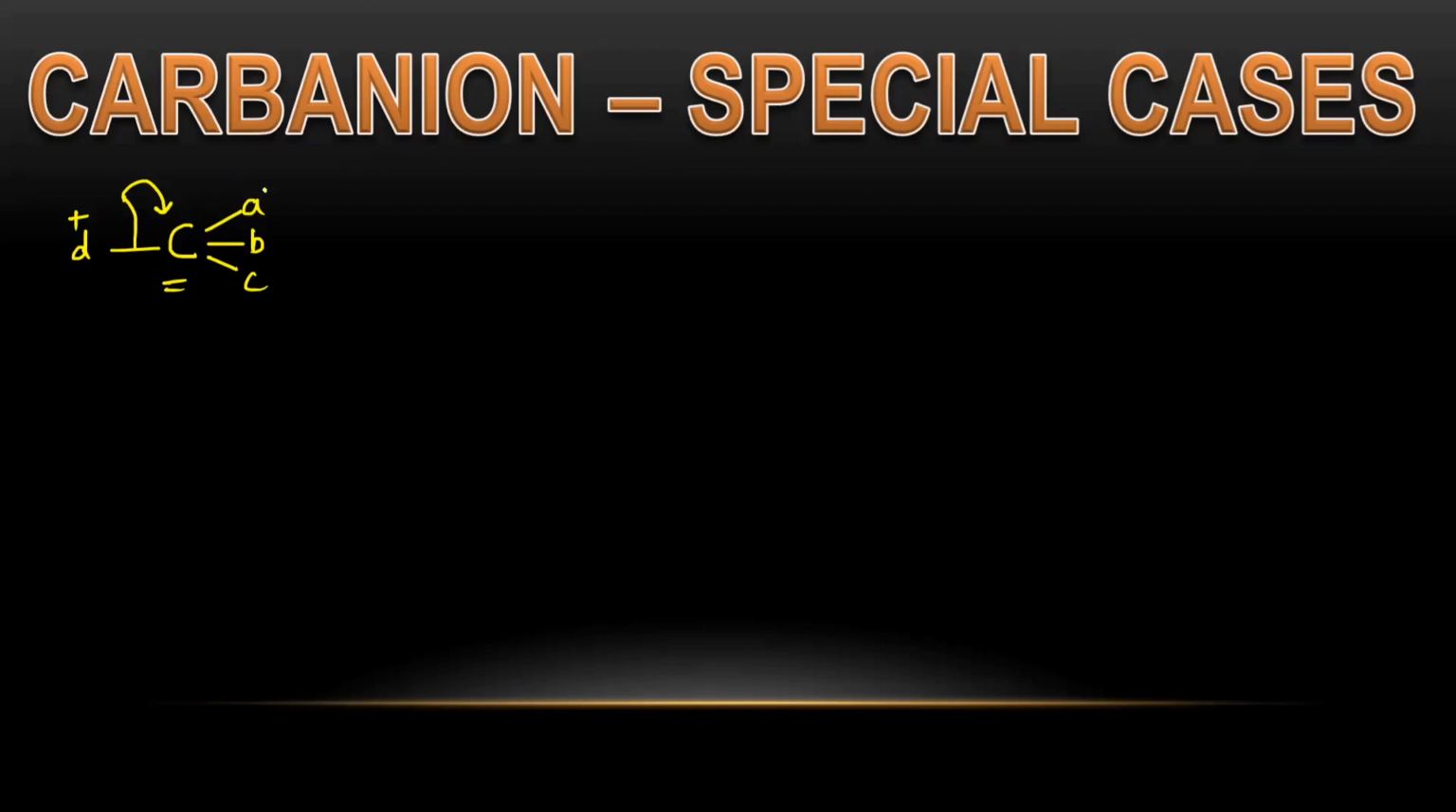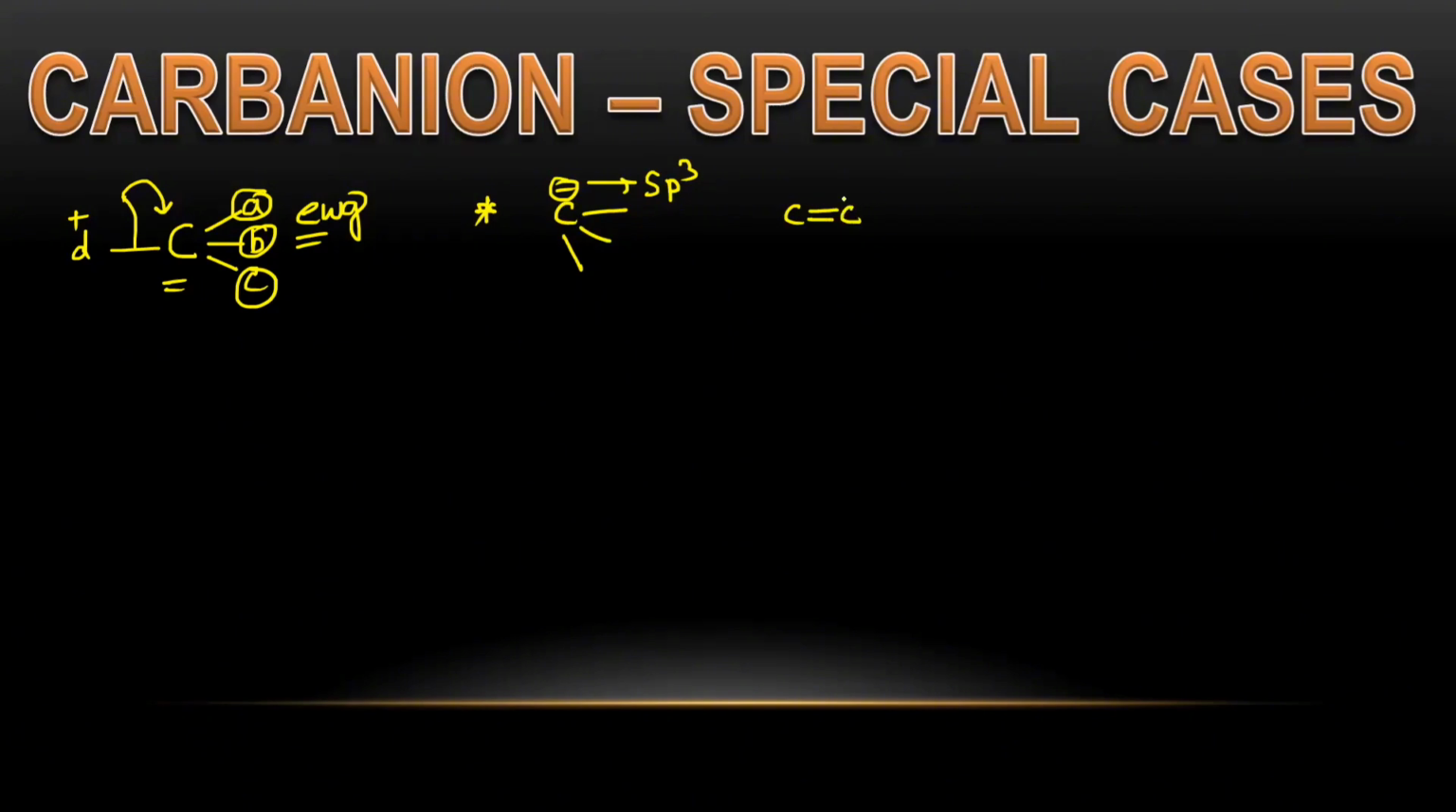Now, which factors will stabilize the carbanion? We know if these A, B, C, or all the groups are electron withdrawing groups, all the effects that withdraw electron density from this carbon will stabilize the carbanion. So for simple C minus, we will be calling it an sp3 carbanion. Normally a carbanion will have hybridization sp3, but it is not always necessary.